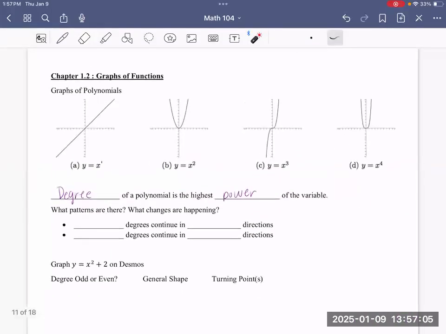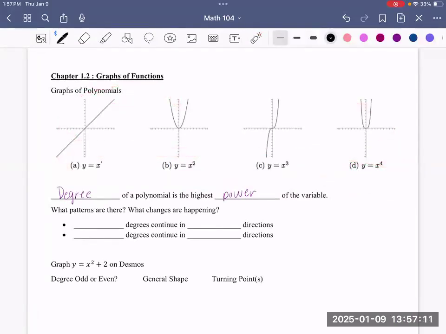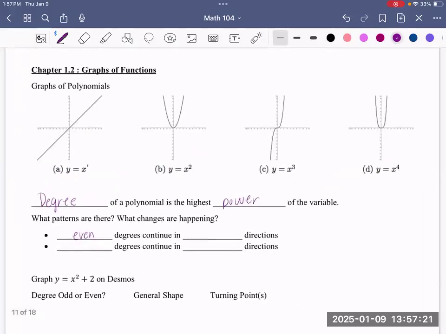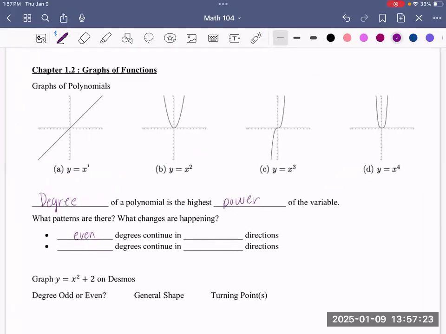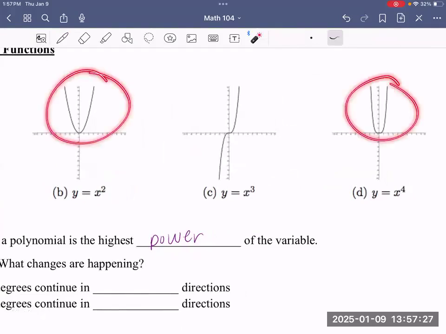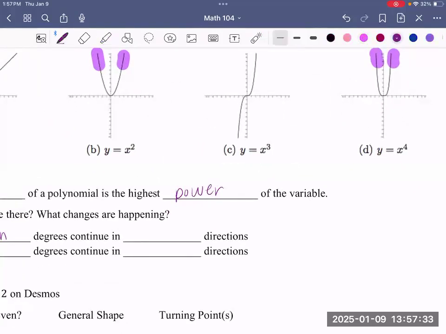Now, are there any sort of patterns happening between your degree and your graph? We'll take a look at the even degrees. Your even degrees, such as 2 and 4, what are their graphs doing? Well, they look pretty similar, right? They're both going up. That behavior of your graph, they're both going in the same direction.